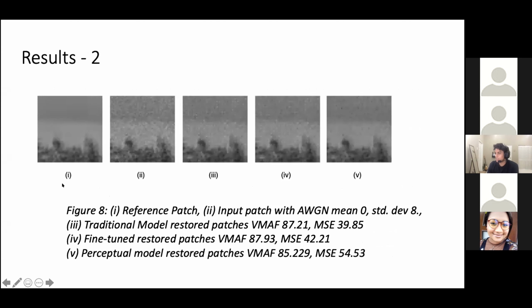So this is a patch from a video. On the left, we have the original patch. Right next to that, we have the corrupted patch. And then 3, 4, and 5 are outputs from the different models. This one here is the traditionally trained model, which uses the MSE loss function for 55 epochs. Diagram 4 is the output from the fine-tuned model, which uses MSE for 50 epochs, and then the perceptual loss for the further 5. And finally, in the end here, we have the output from the perceptual model. So I'll probably leave it up to you to decide which of these three looks the closest to figure 1.